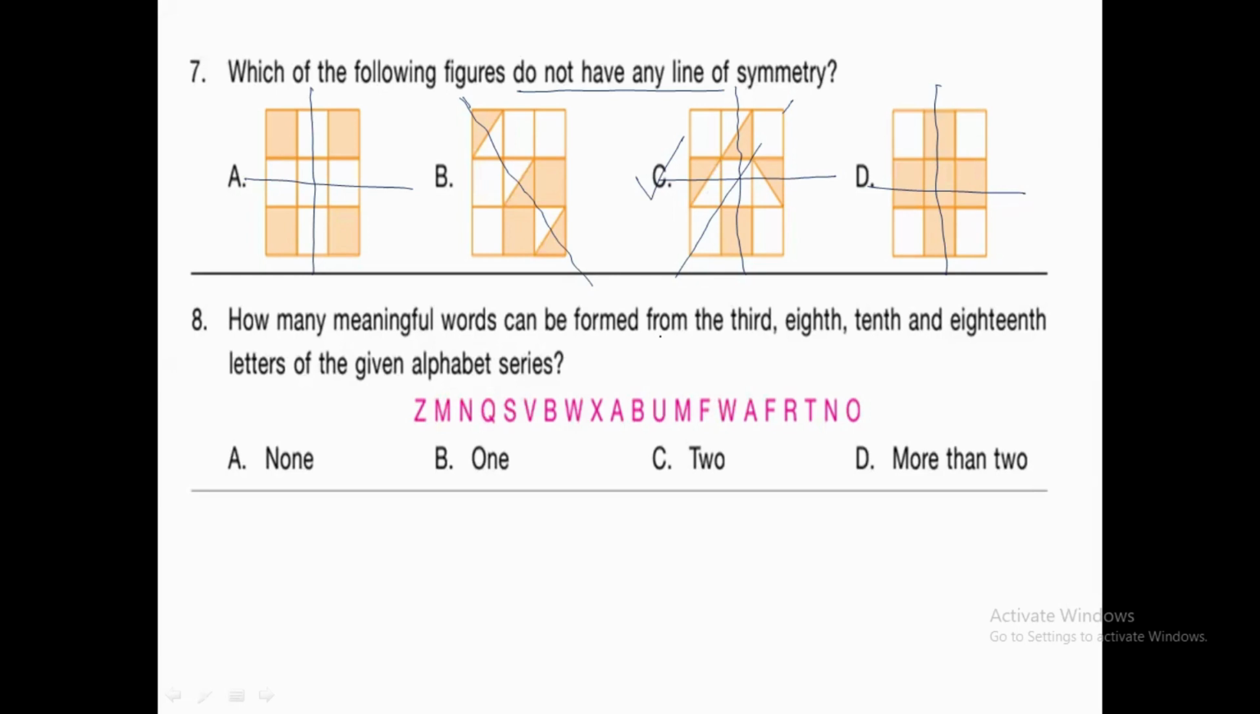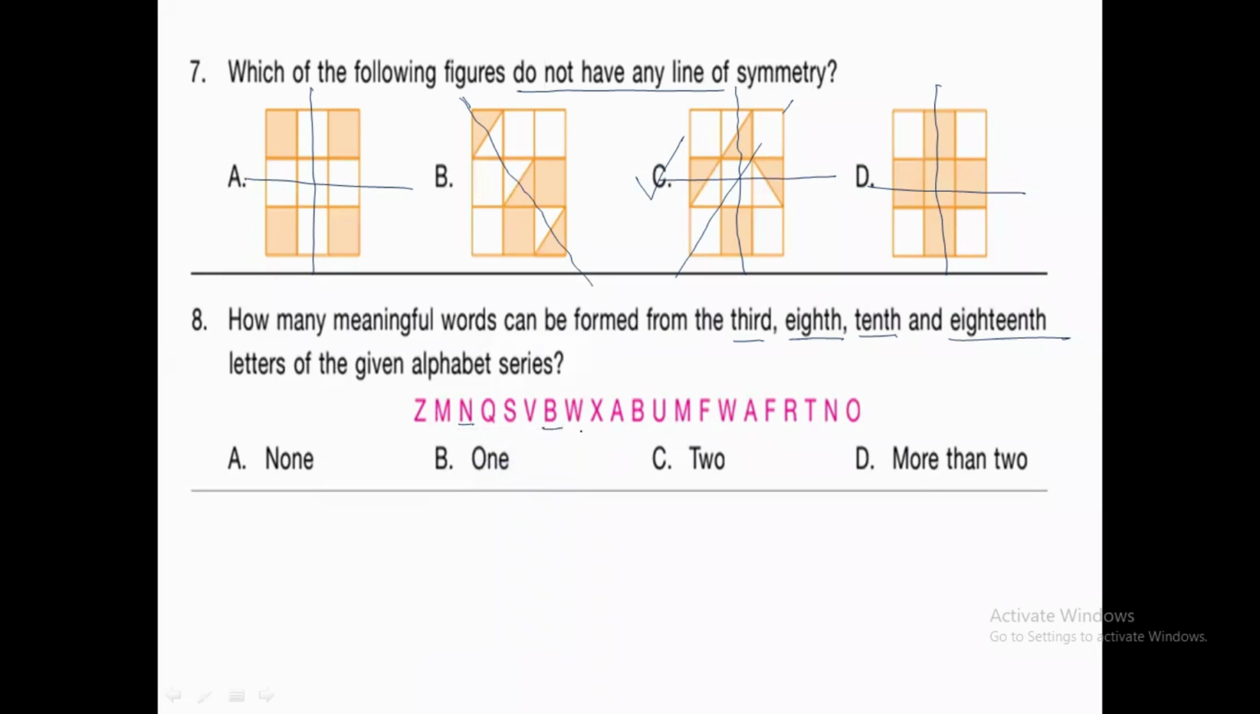Now let's move to question number 8, which is: how many meaningful words can you form from the third, the eighth, 10th and 18th letters of the given alphabet series. Okay, so first we need to find the third letter. Which is the third letter? 1, 2, 3. This is the third letter. Now we need to find the eighth letter. So which one is the eighth letter? 3, 4, 5, 6, 7, 8. This one is our eighth letter.